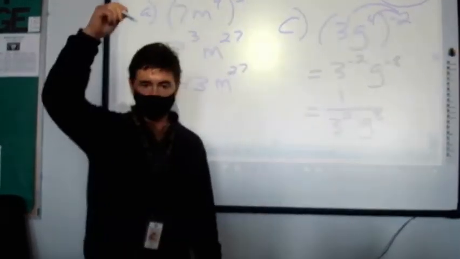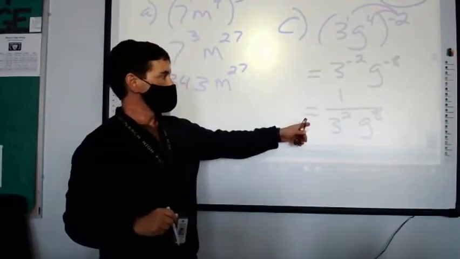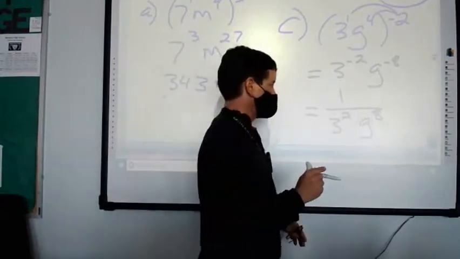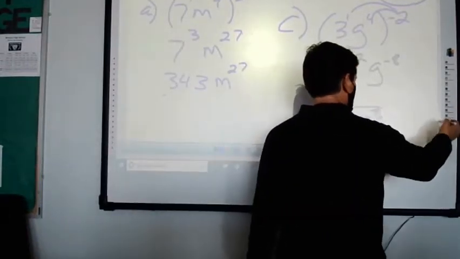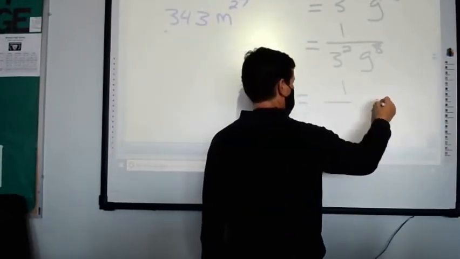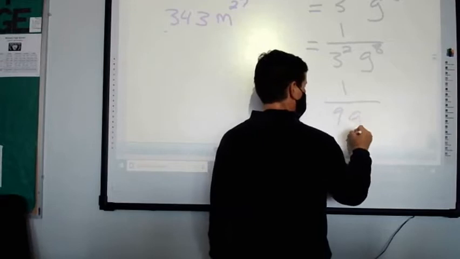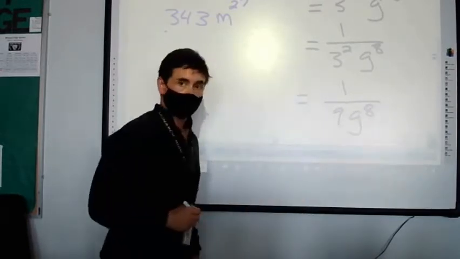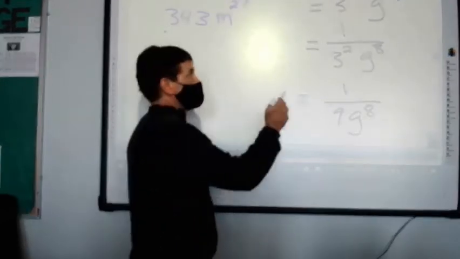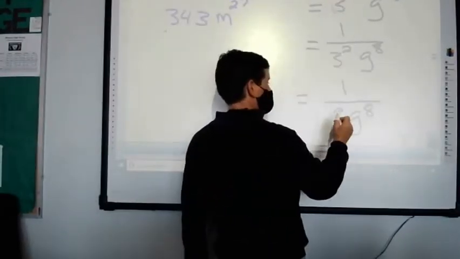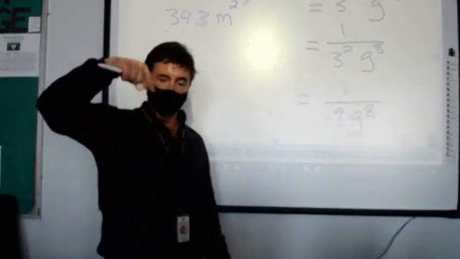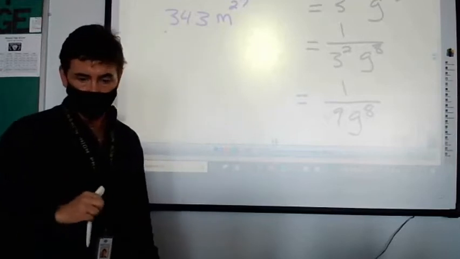Right, so when you move it to the denominator, the exponent becomes positive. You don't mess with the number. Okay? And then you just have to finish it off by squaring the 3. So your final answer is 1 over 9g squared. Wait, why is it not negative 9g? Because the 3 is not negative. Oh. Right, if the 3 were negative, then you would have a negative in front of the 9. So when you move it, only the exponent becomes positive.